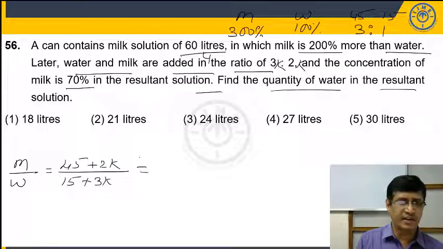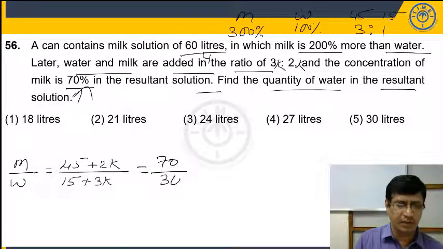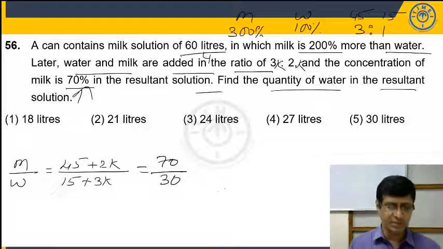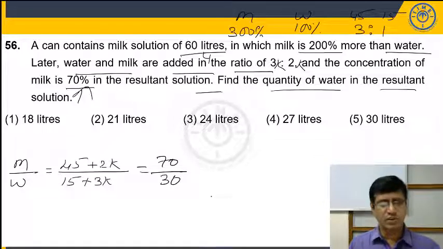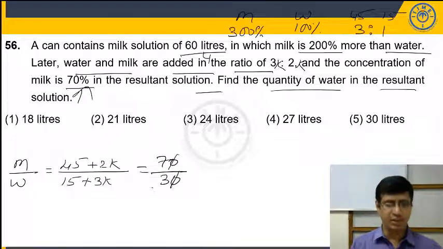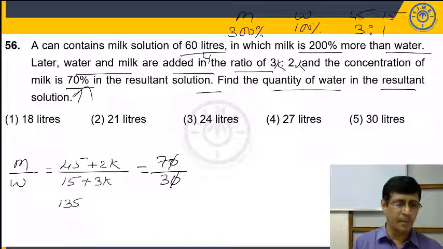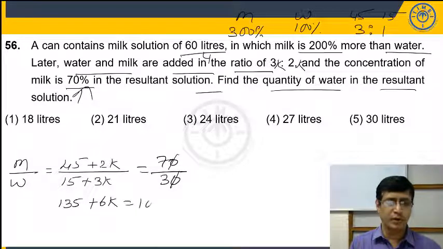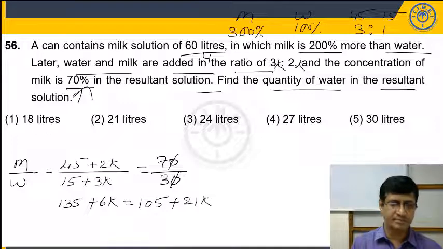Now what is the concentration? The milk concentration is 70%. 70% is the milk, means the remaining is the water. So how much is the water here? Water is equal to 30%, remaining 100 minus 70. So the zeros you can cancel just by doing cross multiplication. 3 times 45 is 135 plus 6K is equal to 7 times 15, 105 plus 21K.